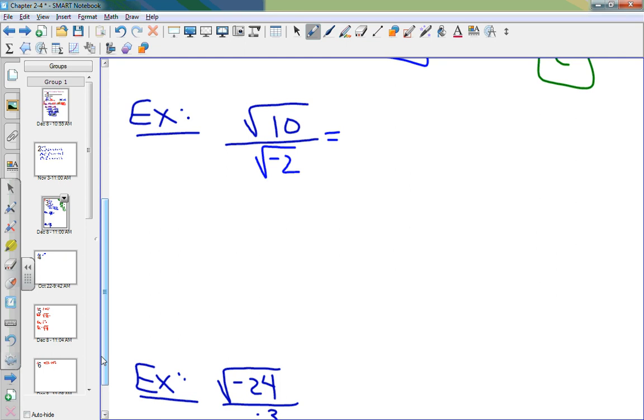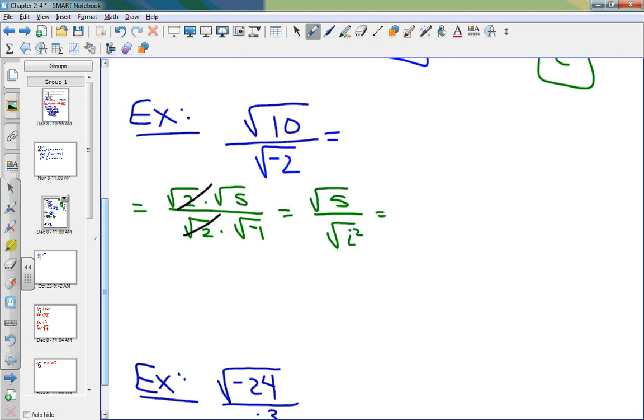Next example. The square root of 10 over the square root of negative 2. This is going to be the square root of 5 times the square root of 2 over the square root of 2 times the square root of negative 1. Why did I do that? Because negative 2 is negative 1 times 2, correct? And I can go ahead and separate these, and I can make those 2's cancel out, and that's going to give me the square root of 5 over i squared, which gives me the square root of 5 over i.